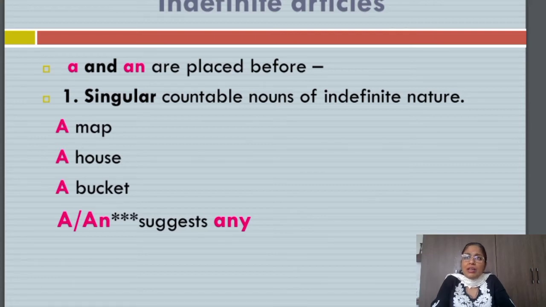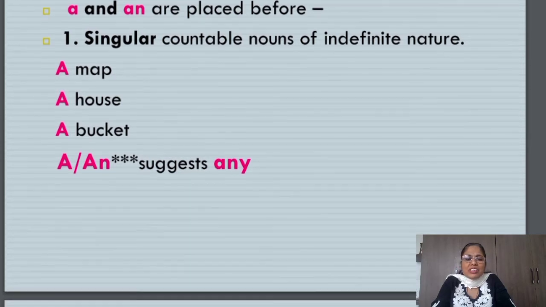A and an. The first difference has already been illustrated. That is, a or an are used according to the pronunciation of the word that they are placed before. And the suggestion is any. The first usage is that they are placed before singular countable nouns of indefinite nature. Indefinite means not particular. Indefinite means any. So a map can mean any map, a house means any house, a bucket, go get a bucket for me, can mean any bucket. So a or an suggests any.